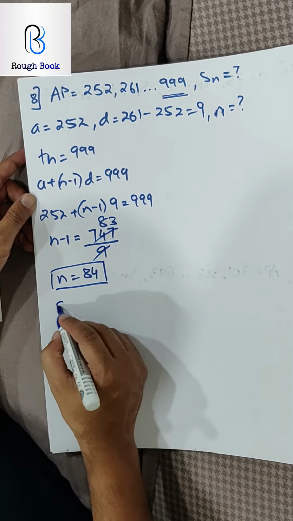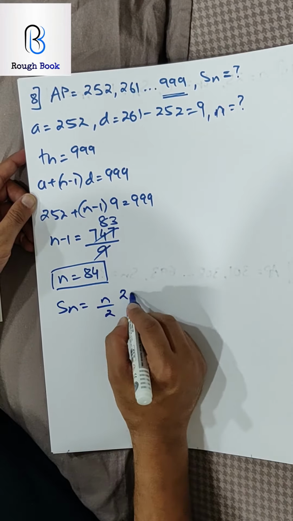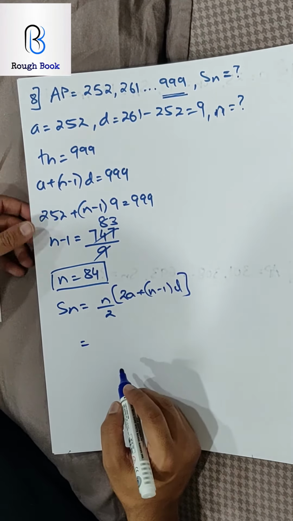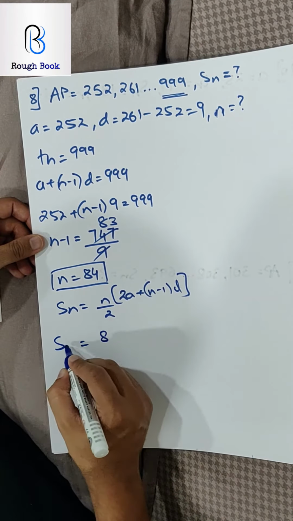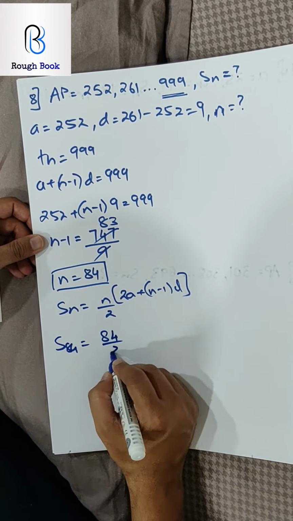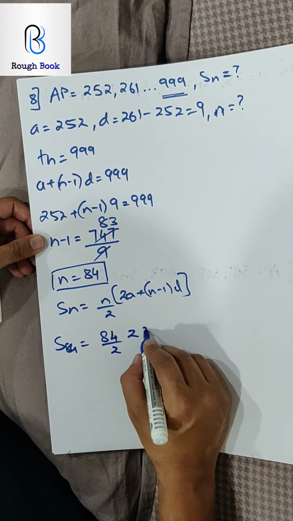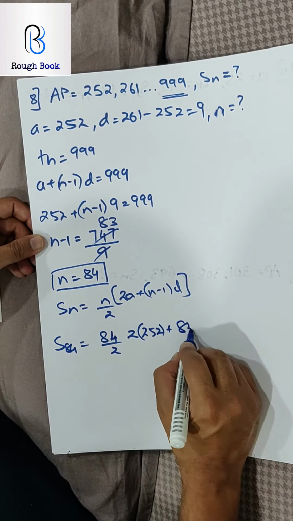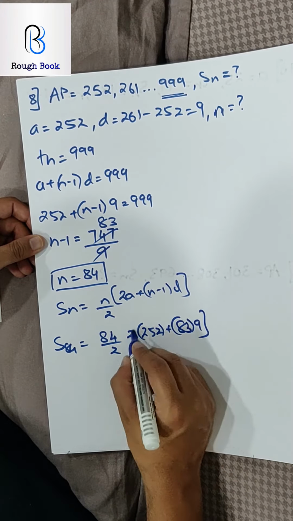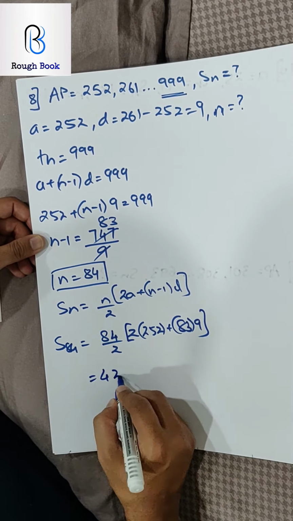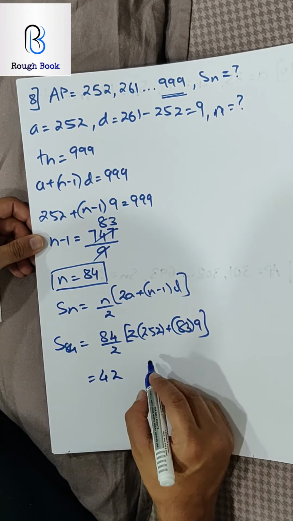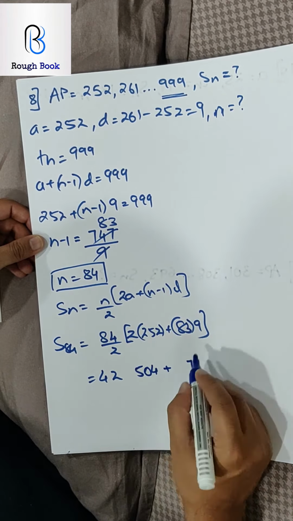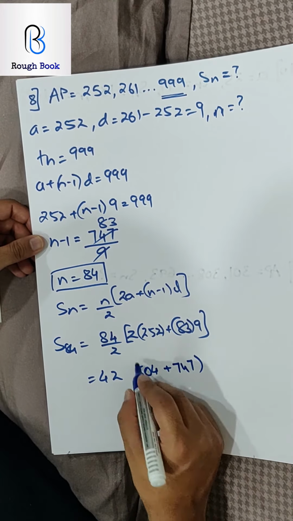Once I get n, now I can easily find Sn by substituting everything in the formula. Come on, try it. Pause. Go ahead. So S84 is 84 by 2, 2 into A, A is 252, plus n minus 1, 84 minus 1, 83, into common difference 9. So this becomes 42. Here I will get 504. 9 3s are 27, 72, 747.